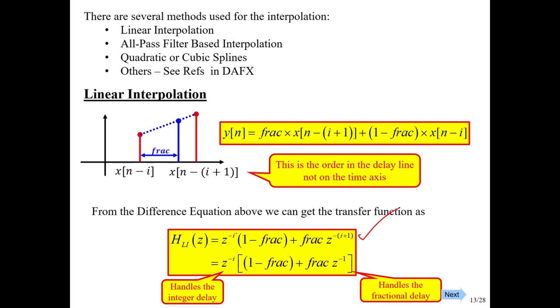And so we have that. Now notice that there's a z to the minus I here, and there's a z to the minus I there. So we can factor both of those out in front. That handles the integer delay part. That's the easy part to analyze. We can just forget about that. That gives us the I sample delay, and then just analyze this part. So let's just look at that.